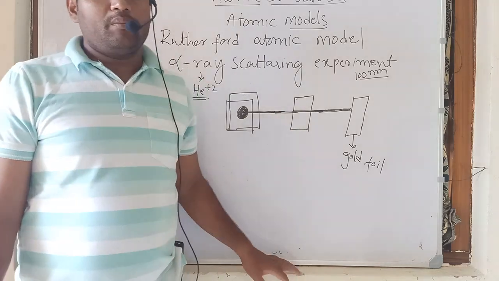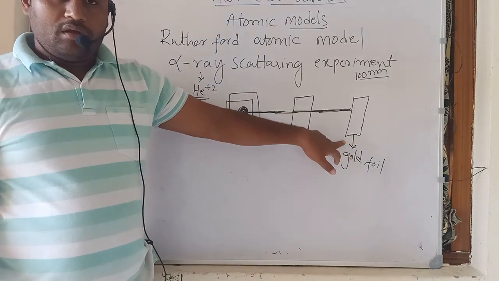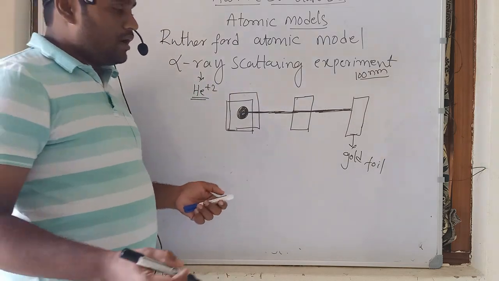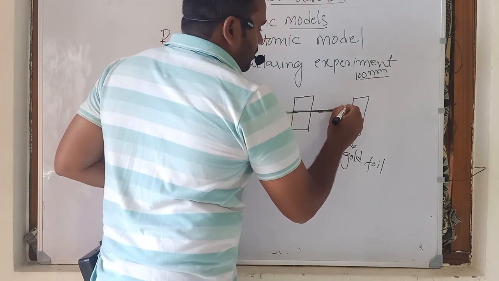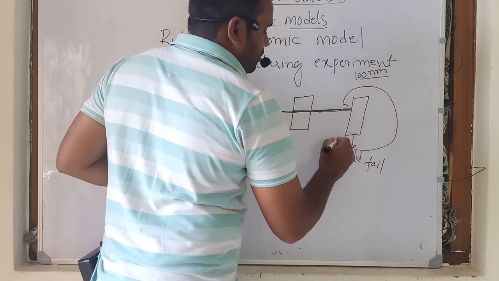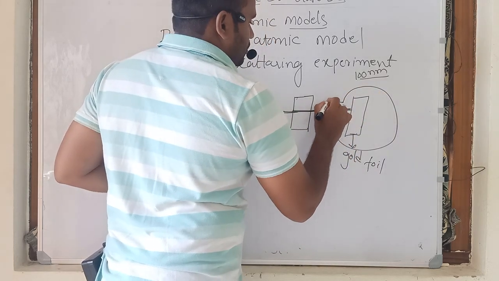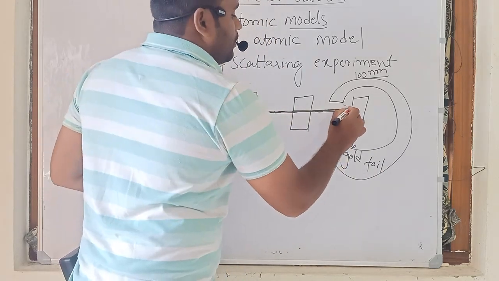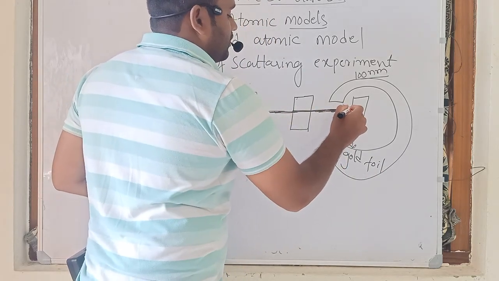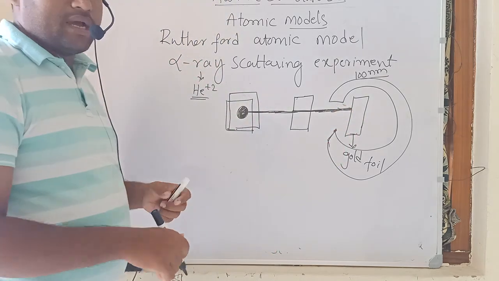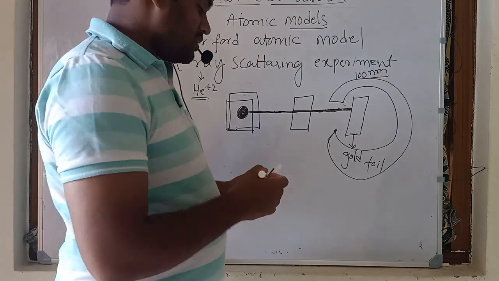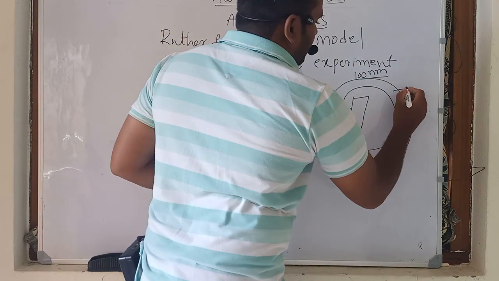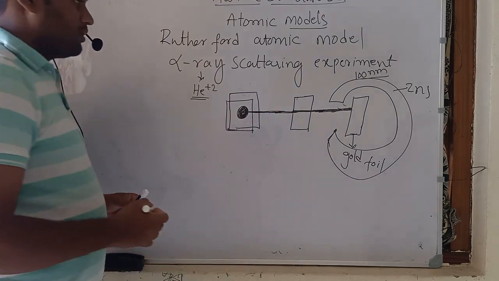When you see the electrochemical series, gold is very unreactive. It is last in the electrochemical series. He arranged a fluorescent screen around this gold foil to observe or detect these alpha particles. To track the path of these alpha particles, he arranged a fluorescent screen made up of zinc sulfide.